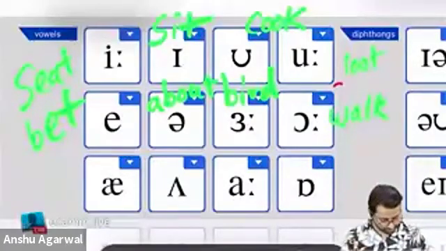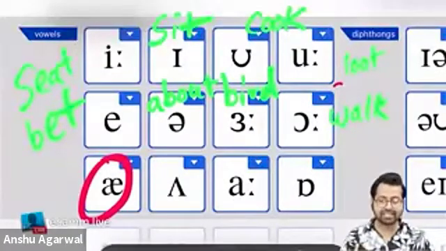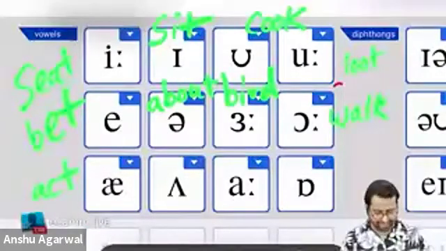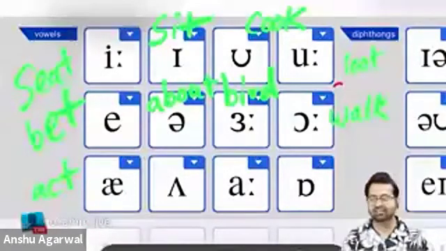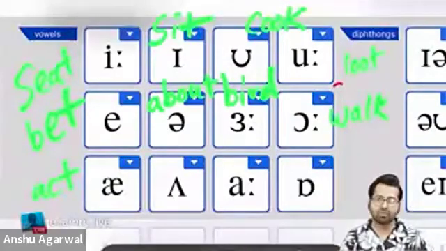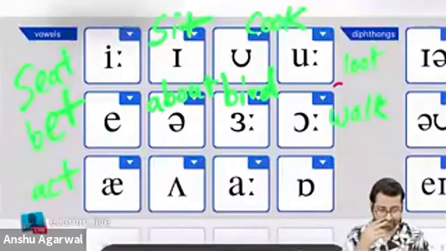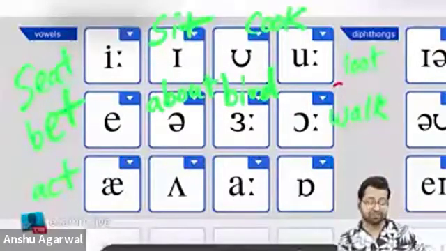The next one is the sound that Sachin said, act. So I'm going to write act here. There are many like fat. Give me another word. Fantastic. So fantastic. Fact, Rajashri says. Vaibhav says fact. Yes, correct.